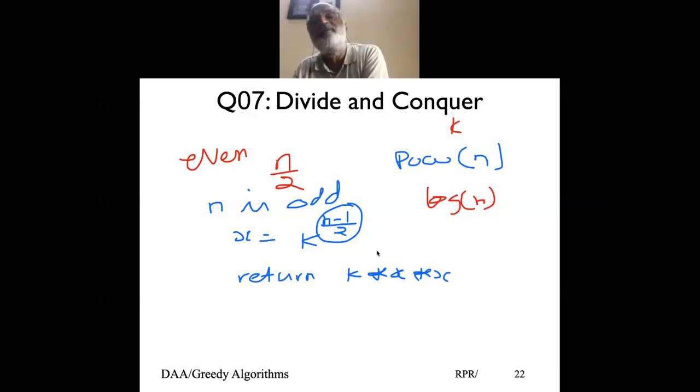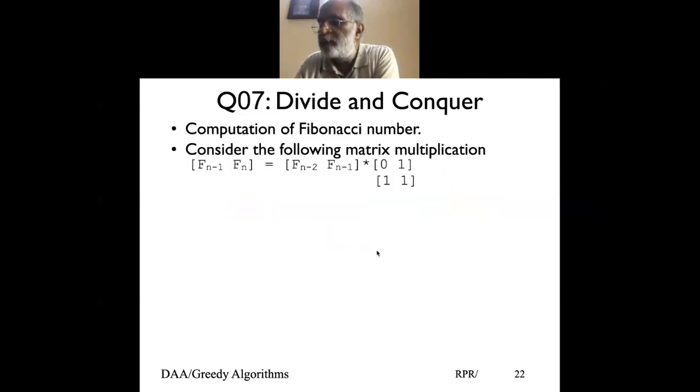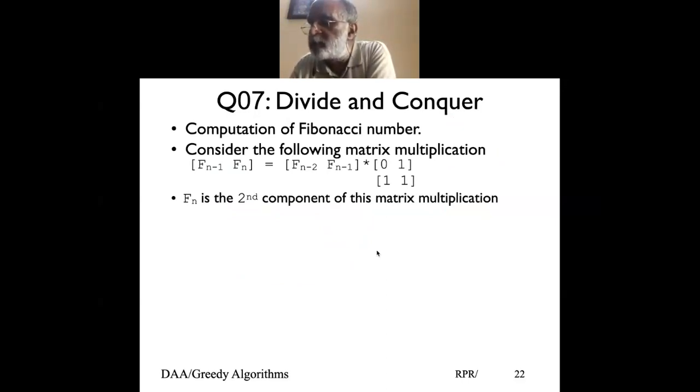We use this mechanism to do Fibonacci numbers. So whether it is the power of a number k multiplication, or we can do power of a matrix. And that is what this question was, and what I gave you the hint about. So let us consider the following. Consider a square matrix 0, 1, 1, 1. And if you look at Fn minus 1 and Fn as a row matrix, multiply the row matrix Fn minus 2, Fn minus 1 to this square matrix. This multiplication gives me this.